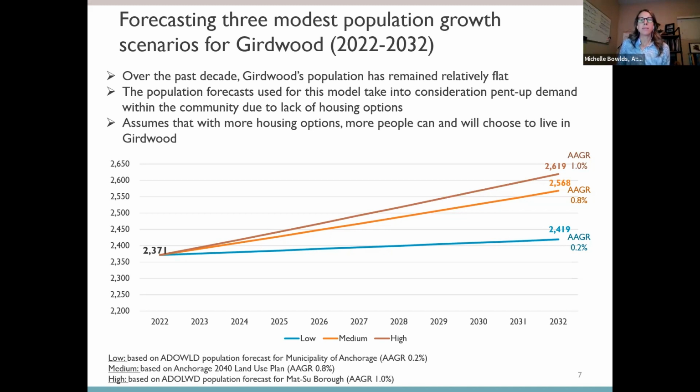And the final scenario that we looked at is what we're calling the high growth scenario and is based off the Department of Labor forecast for the Mat-Su borough, with an average annual growth rate of 1%. That might seem odd to look at the Mat-Su borough, but we're really using that as a proxy for a population in Alaska that is not constrained by housing. So it gives us a picture of what growth could look like if housing was not constraining population growth. And under that high scenario, it would result in a population increase of roughly 200 people over the next 10 years.